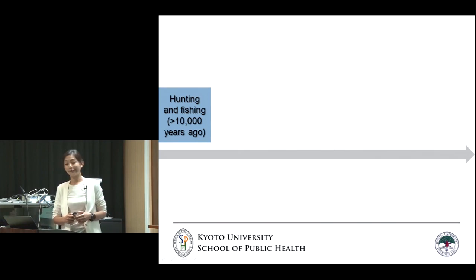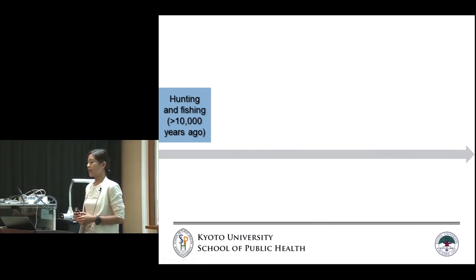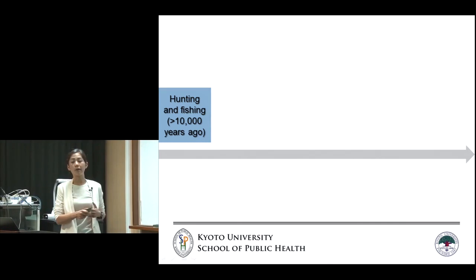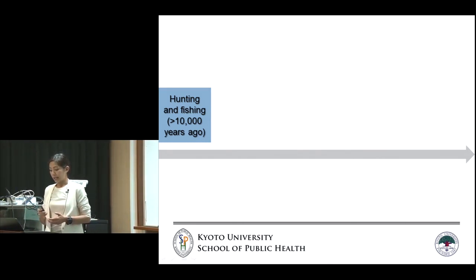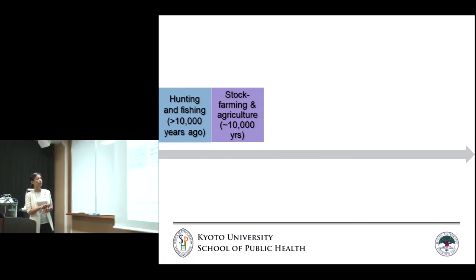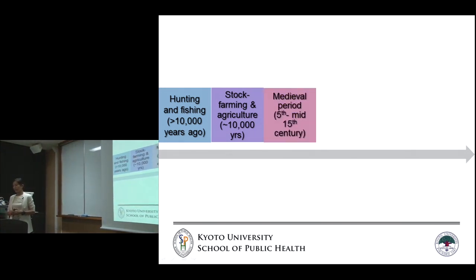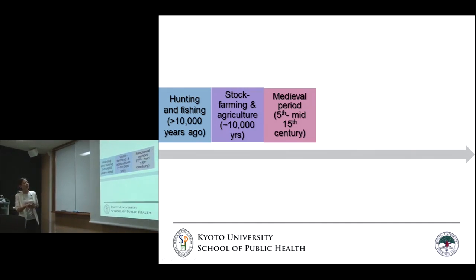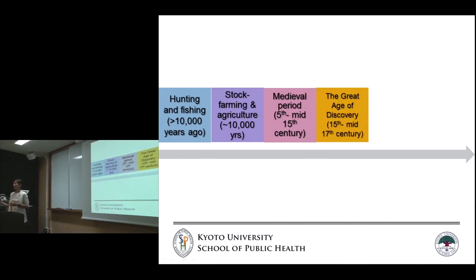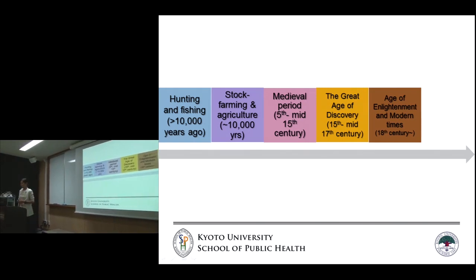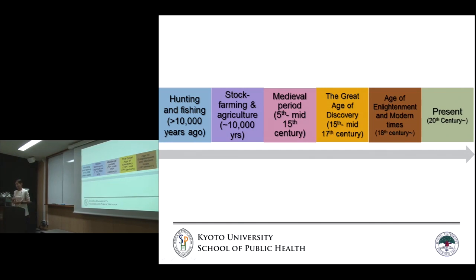So for the session, we will talk about infectious diseases and their historical course over the past 10,000 years or more, from the hunting and fishing age, followed by the period of stock farming and agriculture approximately 10,000 years ago, and the subsequent European medieval period from loosely the 5th to the mid-15th century, and the Great Age of Discovery from the 15th to maybe the mid-17th century, and the Age of Enlightenment and modern times from the 18th century onwards to the present day, approximately the 20th century onwards.